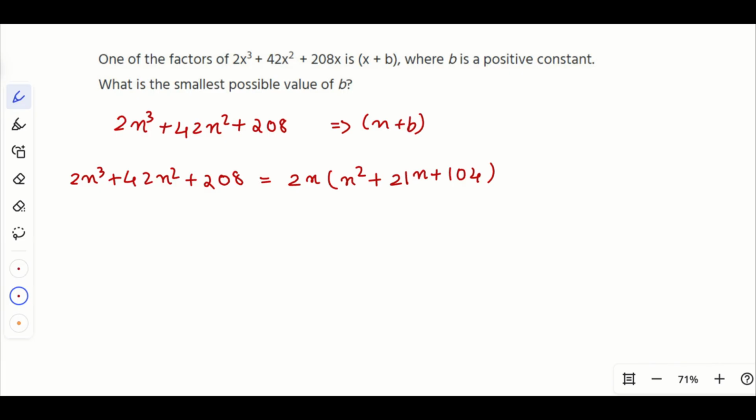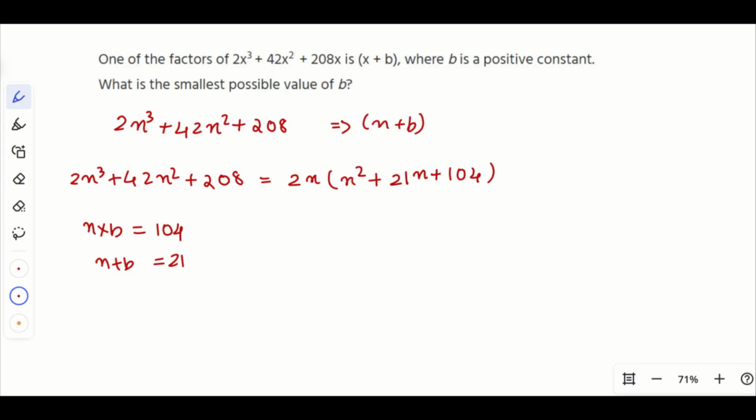You can either directly use factorization, or you can use the quadratic formula as well. Now we need to find two numbers that multiply to 104. When you multiply them, you should get 104, and when you add them, you should get 21. This is the only condition. We also know that b is a positive constant, so the numbers should be positive as well. So what are the numbers? Any idea?